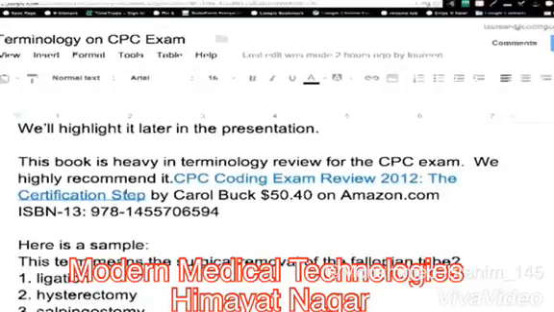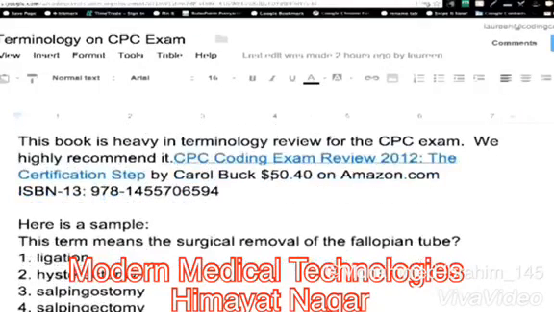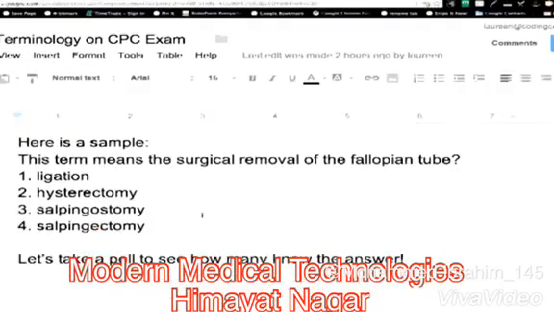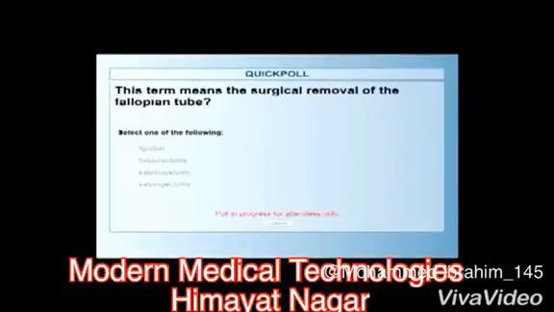So here's a sample question. This term means the surgical removal of the fallopian tube: ligation, hysterectomy, salpingostomy, or salpingectomy. So which do you think it is? Let's do another poll. So go ahead and fill out the poll. Which do you think is the correct answer? Number 1, 2, 3, or 4, or A, B, C, D? I'm not sure how it's being presented to you.